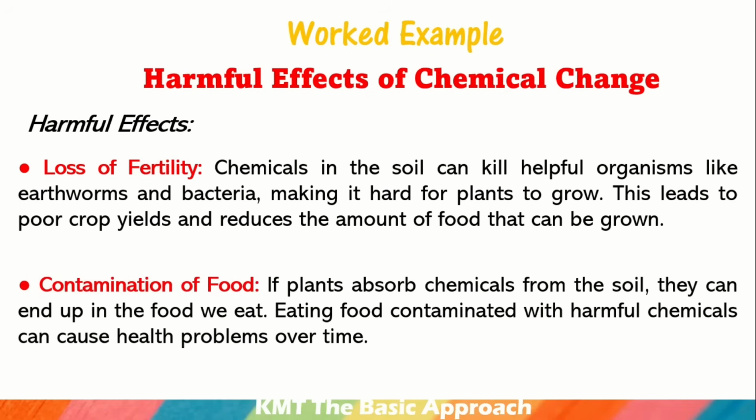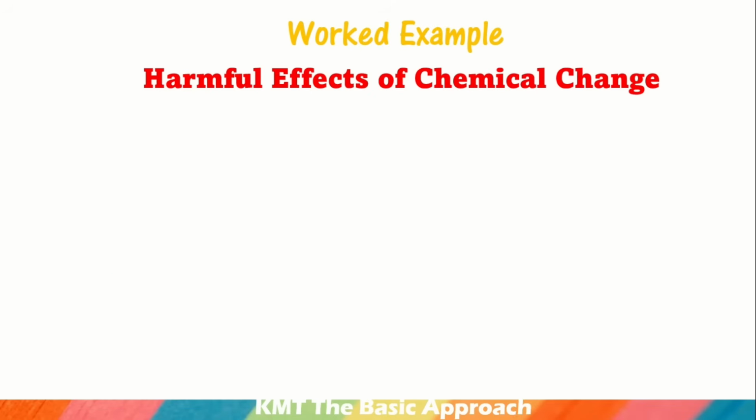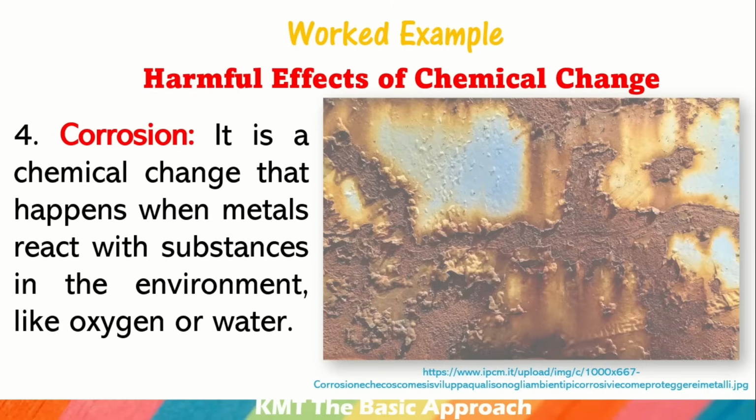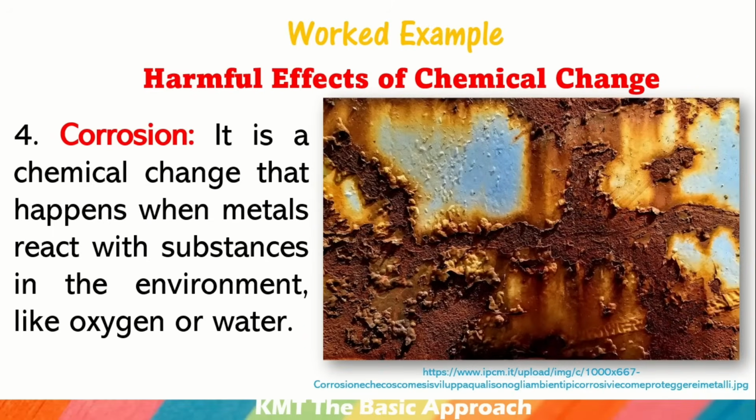Contamination of food. If plants absorb chemicals from the soil, they can end up in the food we eat. Eating food contaminated with harmful chemicals can cause health problems over time. Number 4. Corrosion. It is a chemical change that happens when metals react with substances in the environment like oxygen or water.